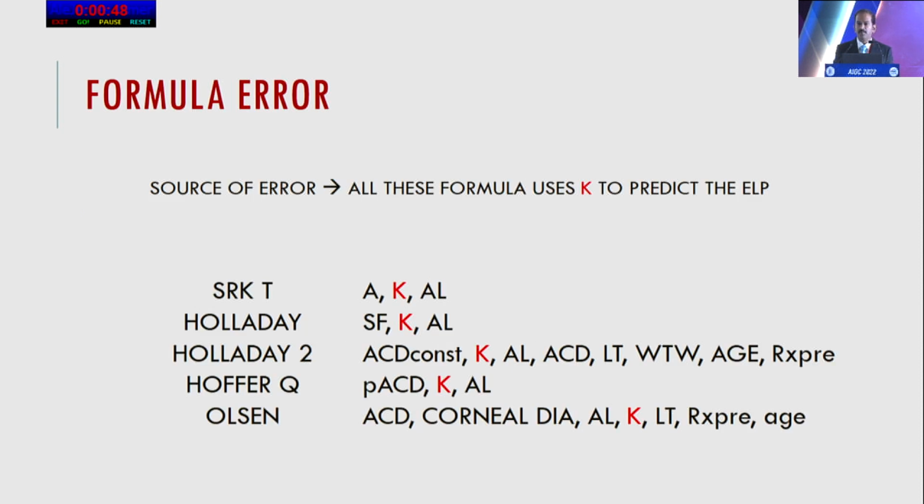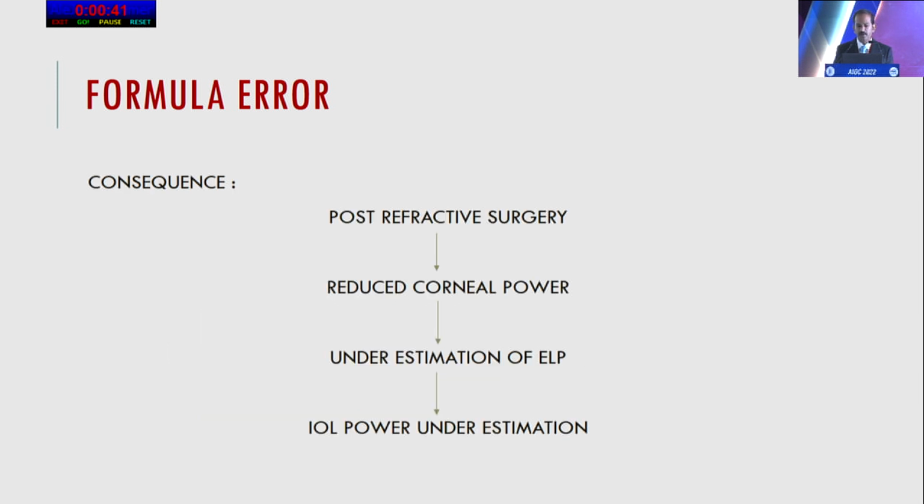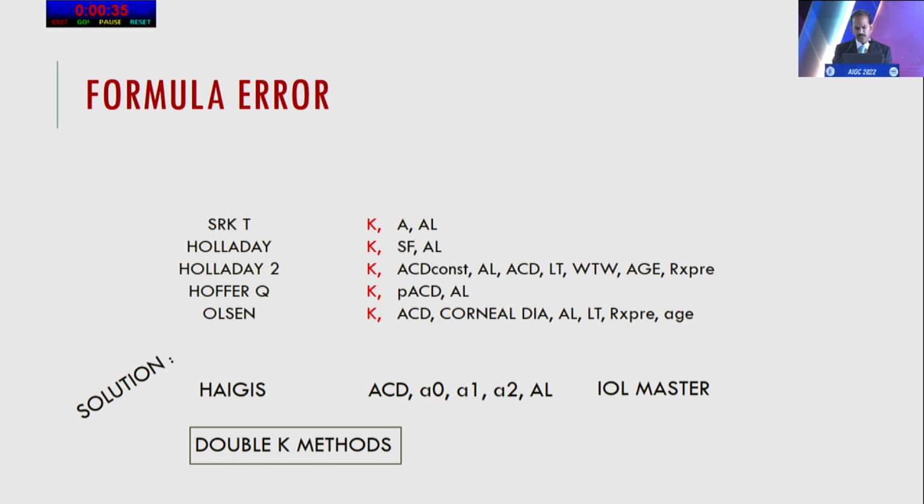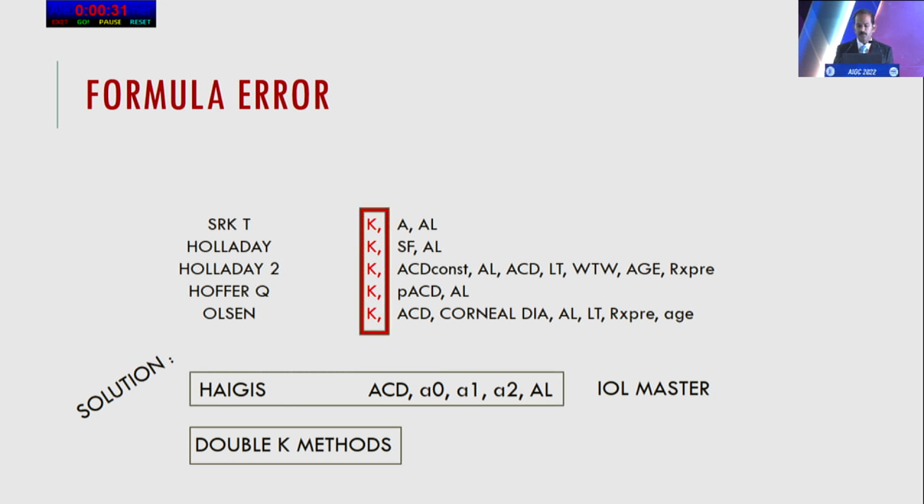Formula error: remember the keratometry is at fault. So when you use the keratometry for the ELP calculation, all these formulas are going to be erroneous. In a myopic ablation, it's going to end up in an undercorrection of the IOL. So the solution is to use a formula which doesn't use a K for its calculation, and any other parameters used for ELP could be used.